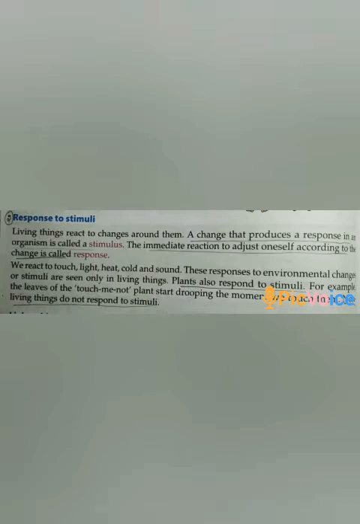We react to touch, light, heat, cold and sound. These responses to environmental changes or stimuli are seen only in living things. Plants also respond to stimuli. For example, the leaves of the touch-me-not plant start drooping the moment we touch them. Non-living things do not respond to stimuli.